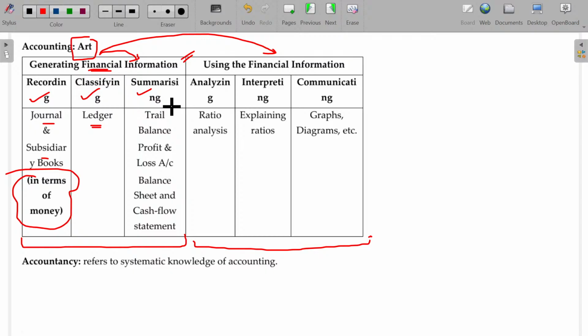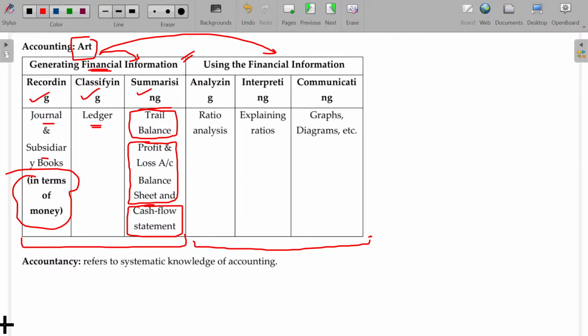And next one is summarizing, preparing a summary. The year end we prepare summary of receipts and payment, or income and expenditure and all the things put together in debit and credit form. That is called trial balance. From the trial balance we prepare the final accounts, which is called profit and loss and balance sheet. Even we need to prepare the cash flow statement.